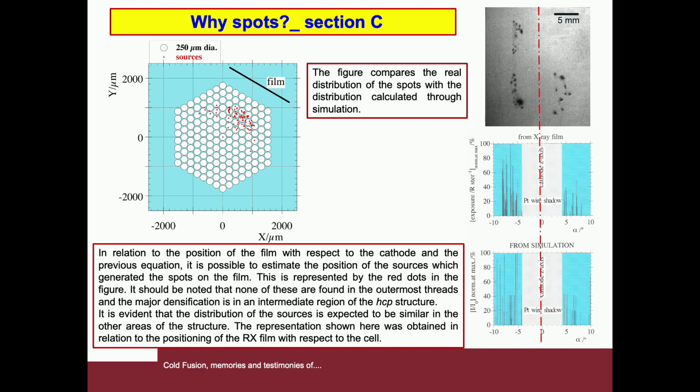It should be noted that none of these are found in the outermost wires, and the major densification is in an intermediate region of the HCP structure. It is evident that the distribution of the sources is not expected to be uniform. The representation shown here was obtained in relation to the positioning of the X-ray film with respect to the cell.